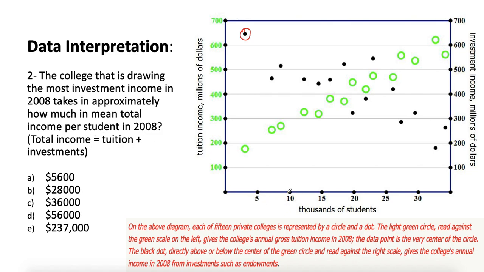So what is total income? That is tuition plus investment. So this amount is around, for example, 650, around the middle, 650 plus, and this is around 180, and this is in millions, and divide this by the total number of students, and that will be around 4,000. So if you just solve this question, you will get option E as the required answer.